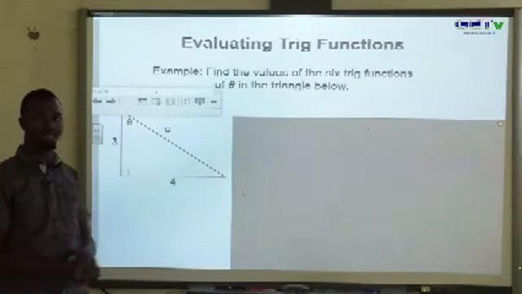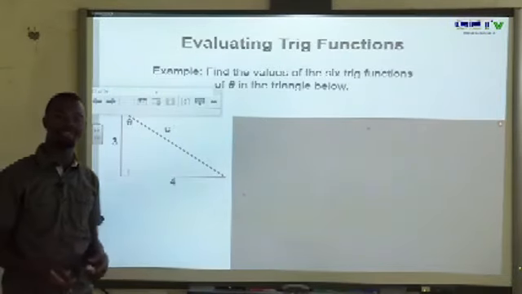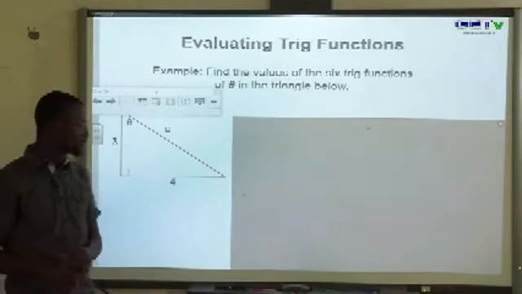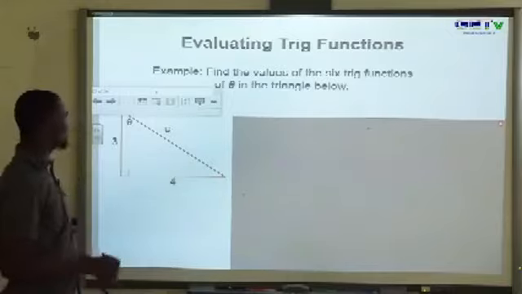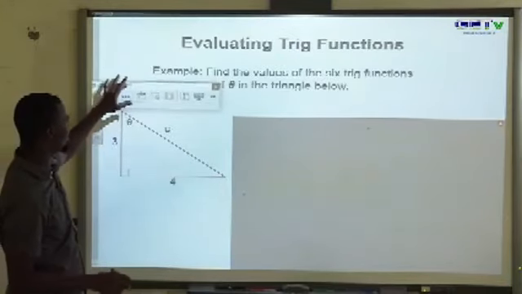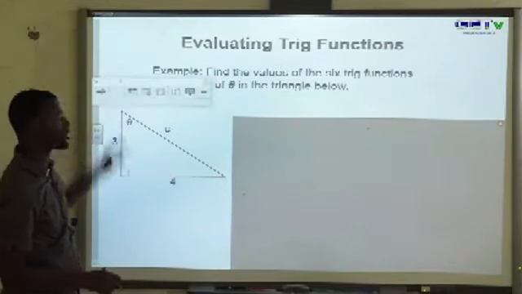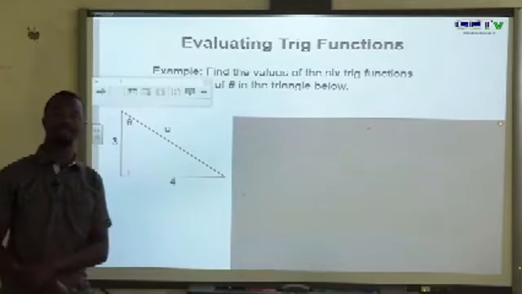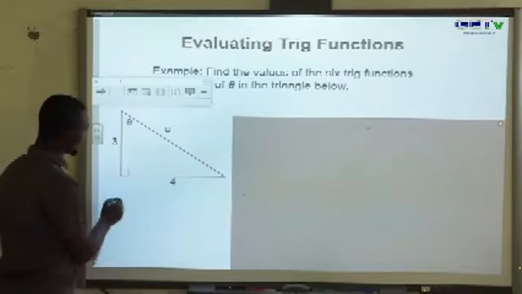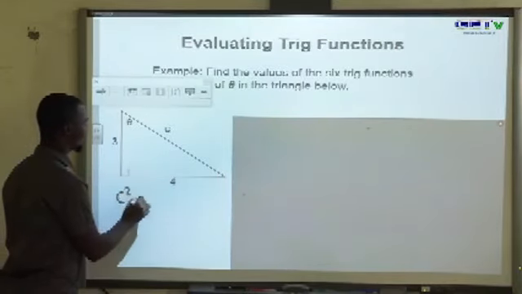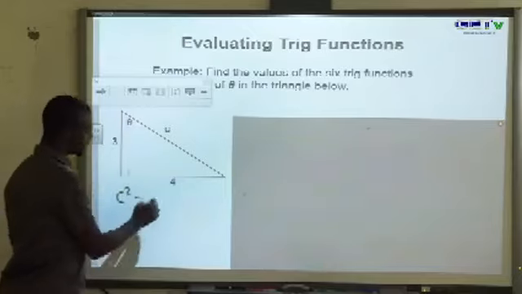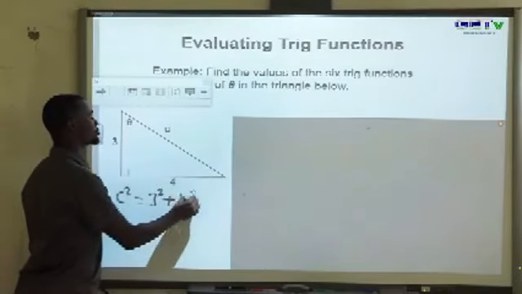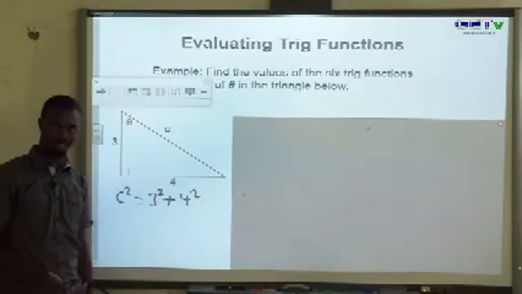The third side of the right angle triangle. If you are given a right angle triangle, two sides are given, and you are asked to find the third side, you use the Pythagoras theorem. And the Pythagoras theorem says the square of the hypotenuse is equal to the sum of the squares of the other two sides. Our hypotenuse on this diagram is C. So that will give us C square is equal to the opposite, that is 3 square, plus 4 square. That is the Pythagoras theorem.